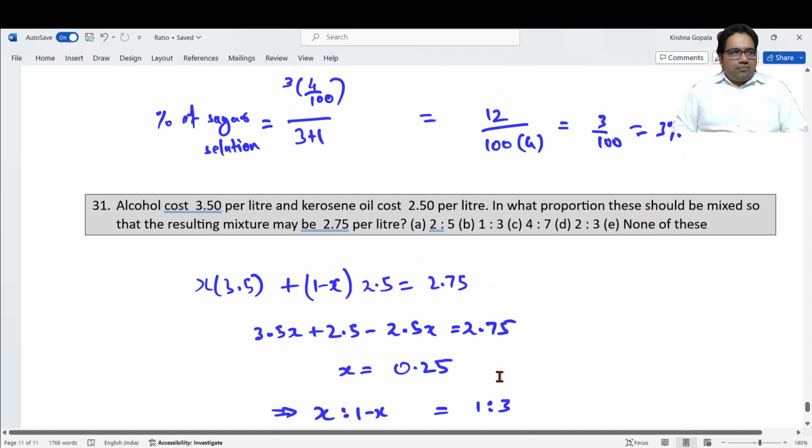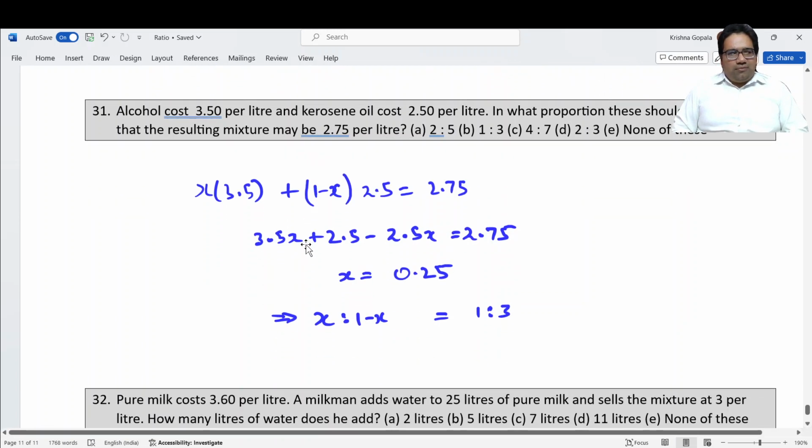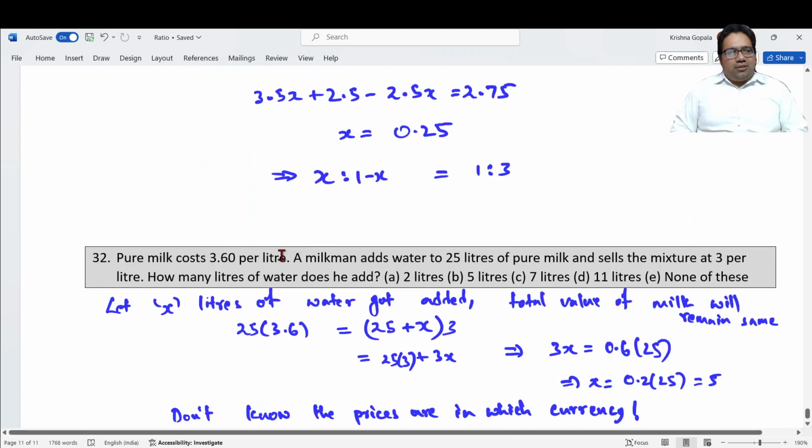Right? We have to mix alcohol and kerosene in the ratio of 1 is to 3 to get a 2.75 worth mixture, if 3.5 was the alcohol cost and 2.5 was the kerosene cost. Okay, very good. This is another interesting problem.